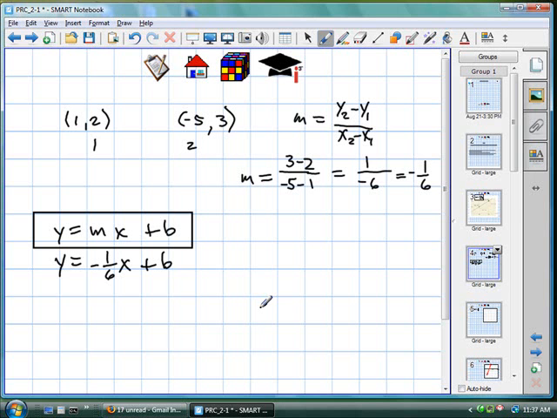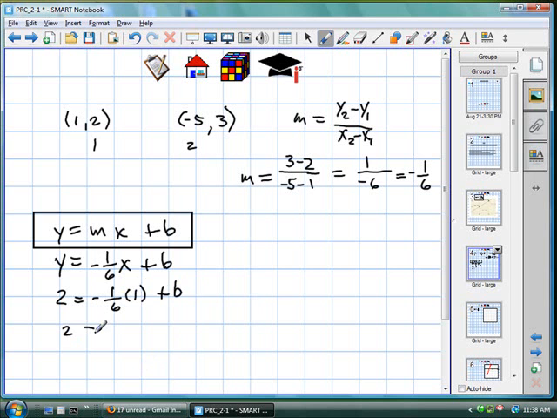Plug that in. First, the first coordinate in any ordered pair always stands for x. The second coordinate always stands for y. And then you'll be able to solve for b. And that sounds good. And I'll do what he did. Let's take the first point. So in place of y, we're going to put a 2. In place of x, we're going to put a 1, all from right here.